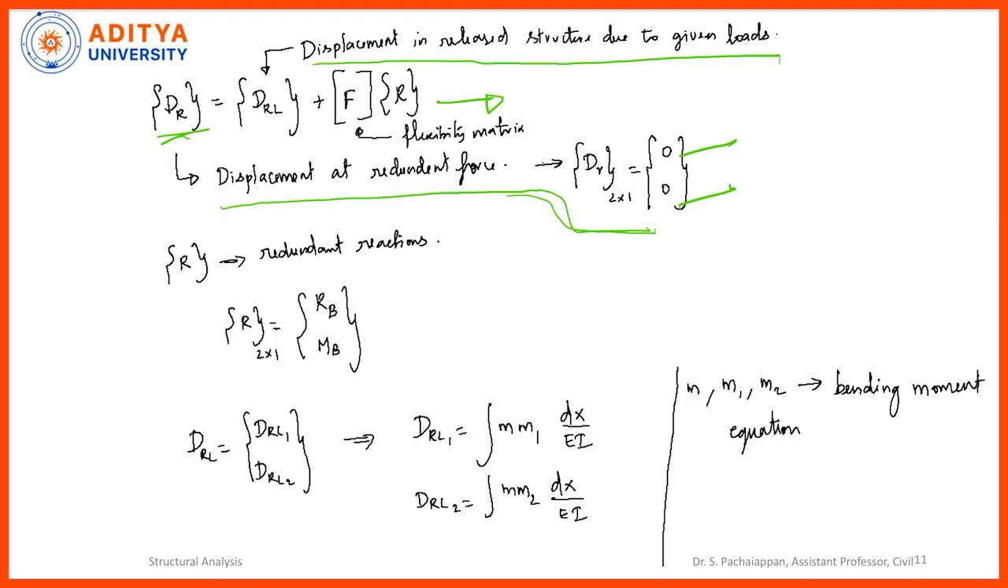And then F, you know that it's the flexibility matrix method, and R is nothing but our redundant force. So we considered RB as a redundant force, and MB is also a redundant force. Now, what about the DRL, the displacement in the released structure due to the given load? This cannot be 0 because load is there, we need to calculate it.